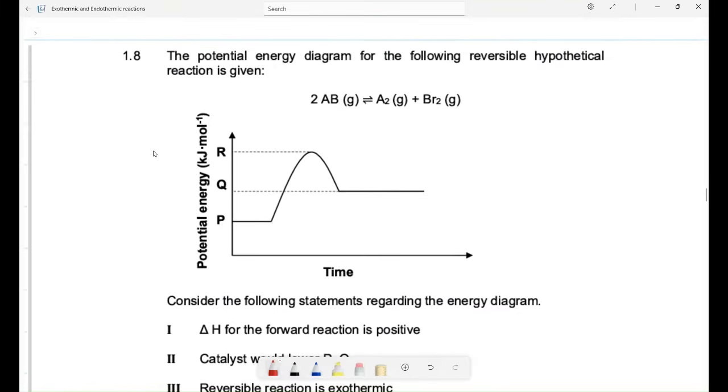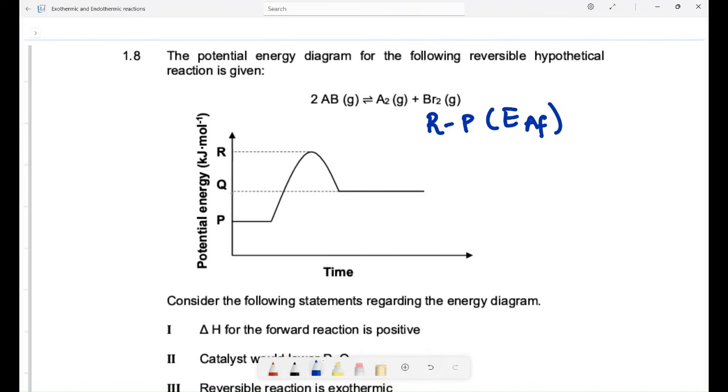I move on. The last one, the potential energy diagram for the following reversible hypothetical reaction, it is given. Now I want you to see something from R to P. From R to P, this is the activation energy for the forward, because it's from the activated complex to the reactant.